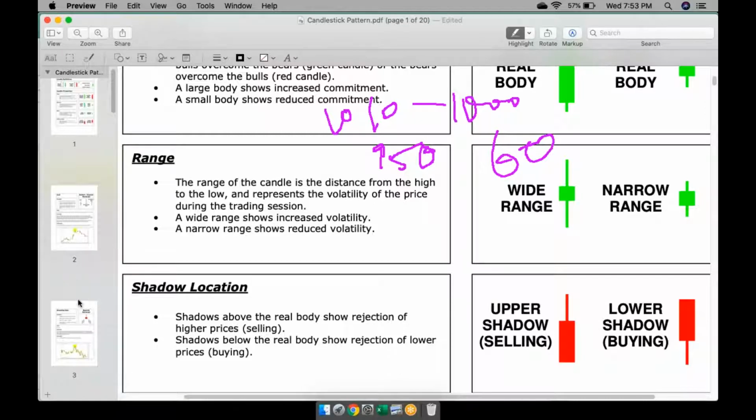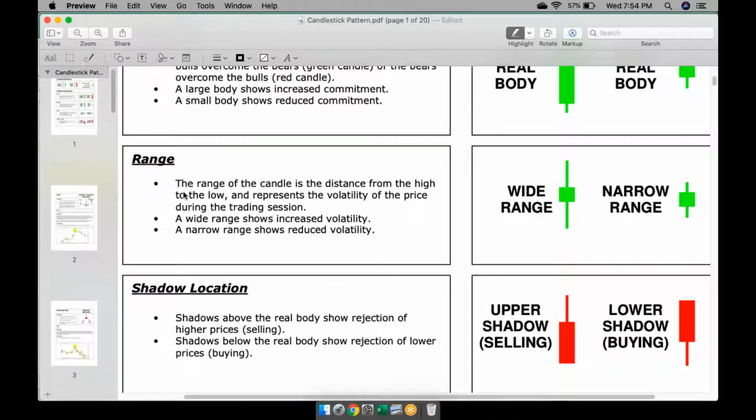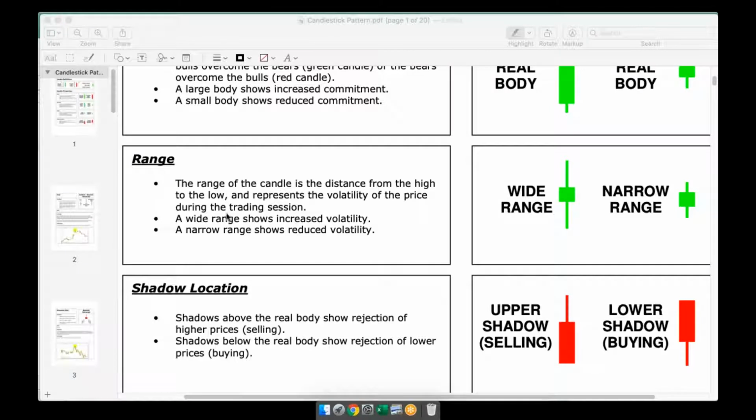So if the range is big, we will have a good opportunity to play. We will have a good opportunity to make profit. If the range is small, we cannot make big profit. Again, it's called a consolidation or a sideways market. Yes, consolidation, a flat market will have a narrow candle. You can see here the range of the candle is the distance from the high to the low and represents the volatility of the price during the trading session. The wide range shows increased volatility. The narrow range shows reduced volatility.